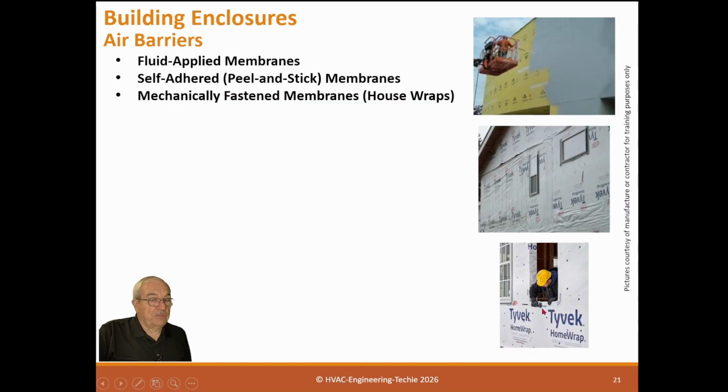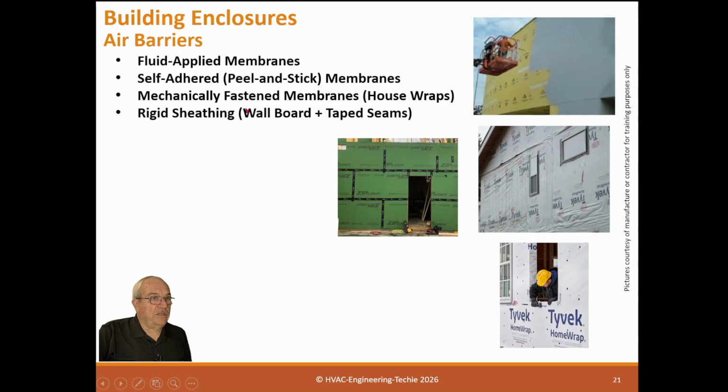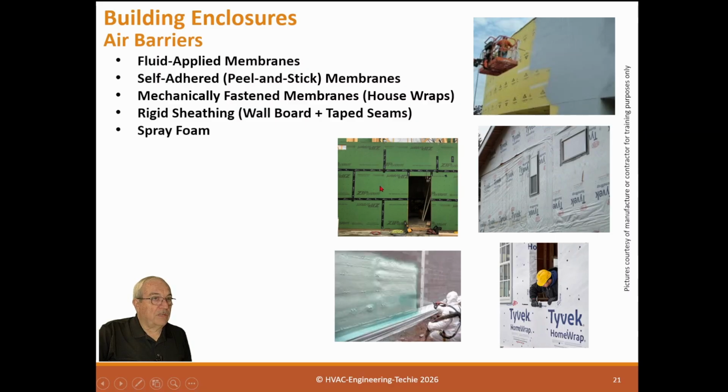And this guy right here is putting a special membrane on a window opening, which they have glued on. It could also be rigid sheathing, like a wallboard with taped seams, and then they cover it up with whatever they're going to cover it with. Or it could be spray foam. The closed cell spray foam is definitely a vapor barrier, and that can be sprayed on wall surfaces. So these are the different kinds of air barriers.